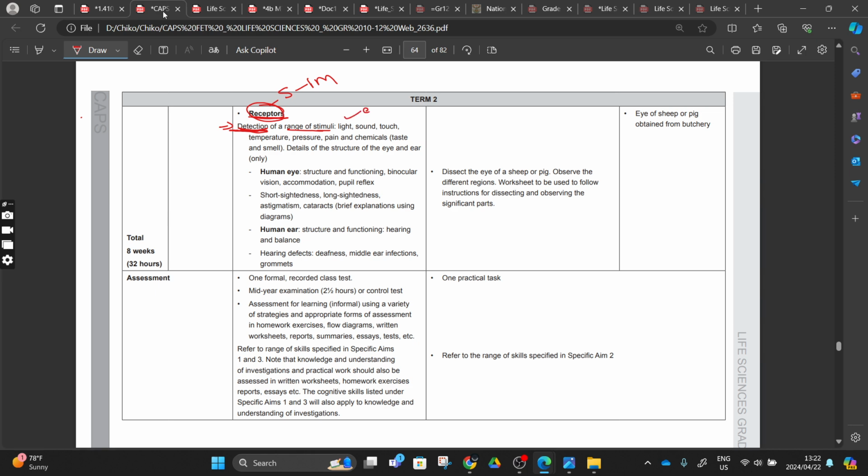Here we are talking about our human eye. We need light as the stimulus. The stimuli can also be sound, for the human ear; touch, for the skin; temperature, also the skin; pressure, the human ear or the skin; and pain, the skin. The chemicals are detected by the tongue, tasting, and also smelling, where we can smell chemicals and identify which chemical it is. CAPS says we need details of the structure of the human eye and the human ear only. So we have 5 senses, but we are only going to concentrate on these 2.